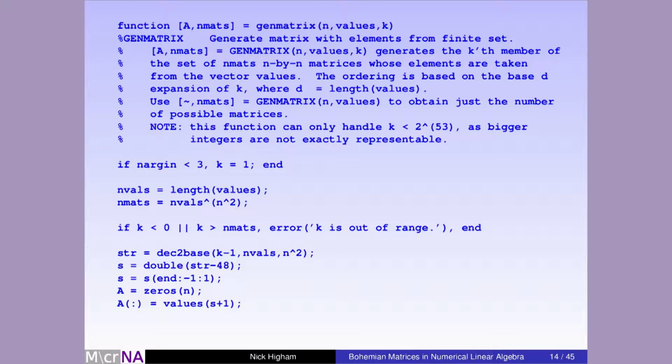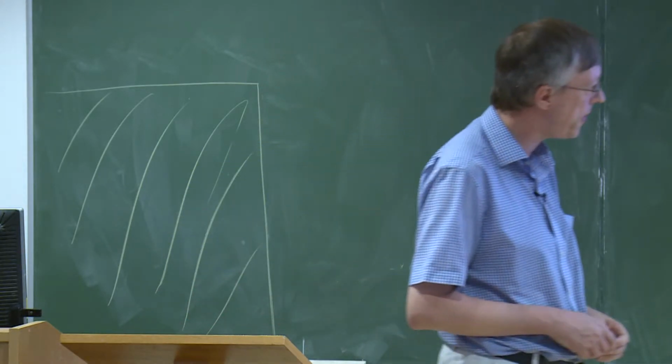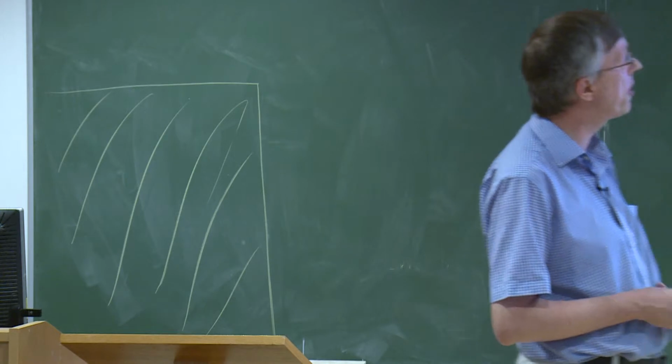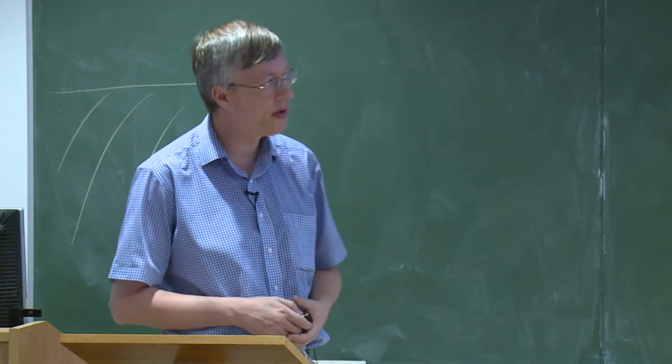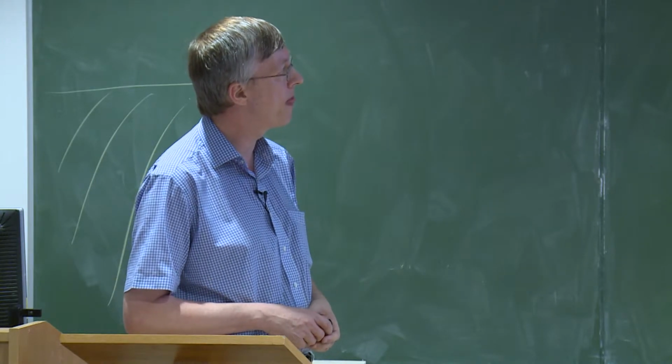So this way I'm able to say, give me the first, the second, the 100th, or the last matrix from this population. Of course, this idea will only work for reasonably small populations, but that's how I was able to iterate over the complete set.